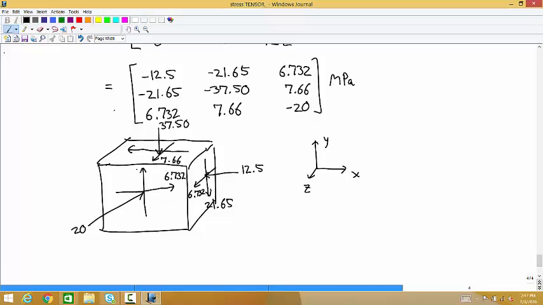Okay. I think there are a lot of problems. I'll give you some problems for the weekend where you just have to calculate these rotation matrices, do this stuff, and redraw the stress element, and you'll get used to it. Okay, that's it.